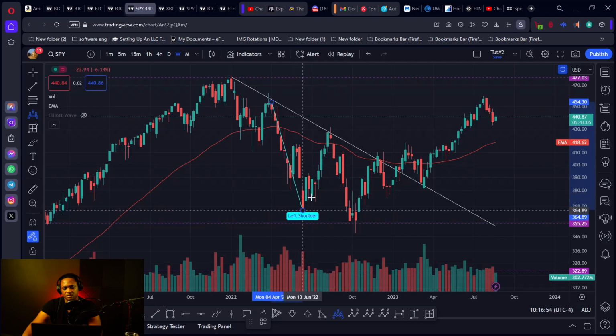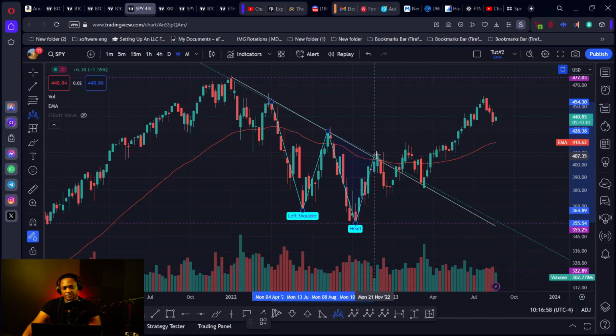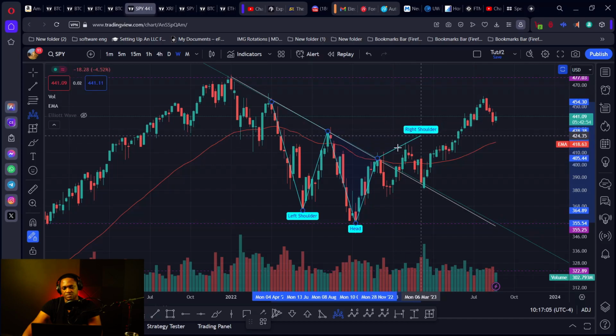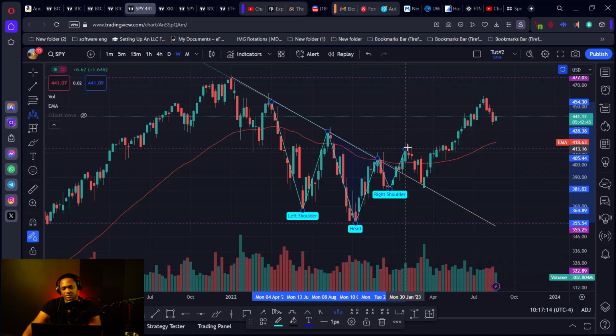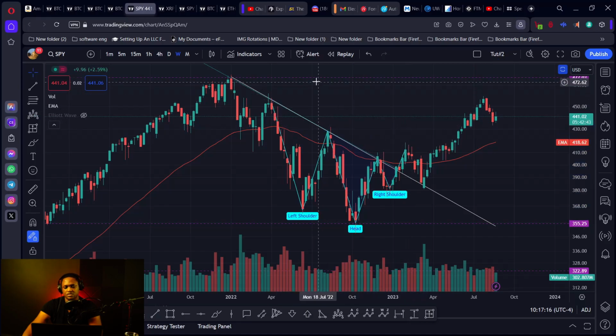Inverted head and shoulder. So we add the lower here, all those reactions here. So this inverted head and shoulder, I'm gonna place that here, and we'll say right there. So we see that inverted head and shoulder is a reversal pattern. We had a big reversal pattern on a weekly time frame.